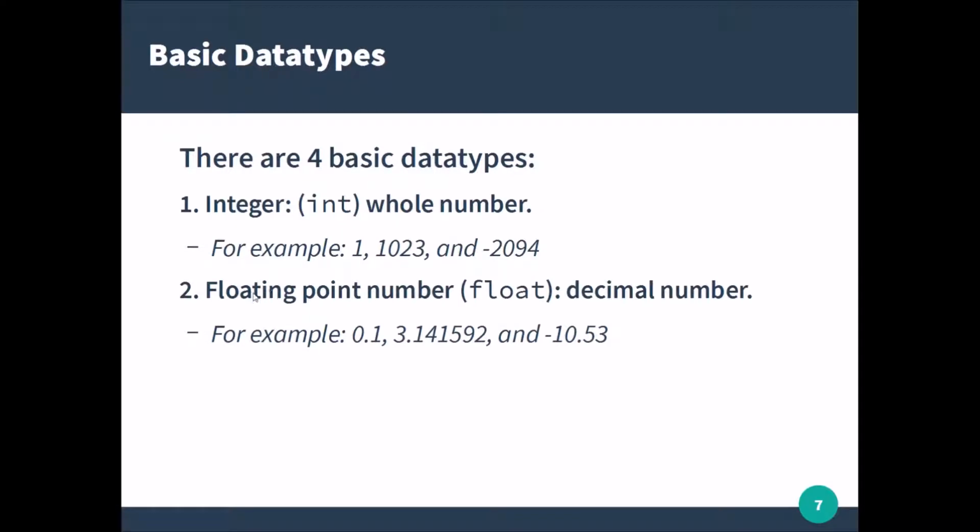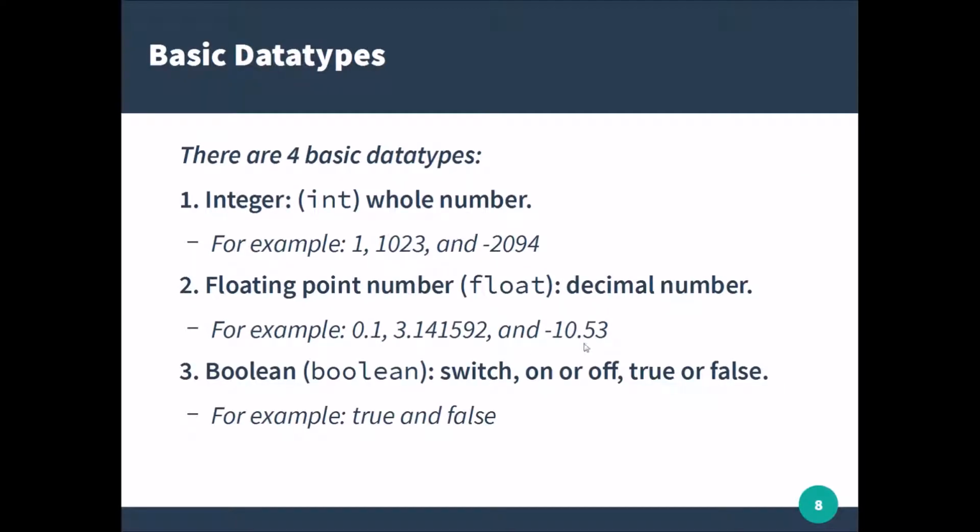Floating point number, or float for short, for storing decimal point numbers, for example 0.1, 3.141592, and something like minus 10.53. An example would be a length, like 1.5 meters tall. The next data type is Boolean, which is used for storing true or false values. It can only hold either true or false, and it's often used to act like a switch.